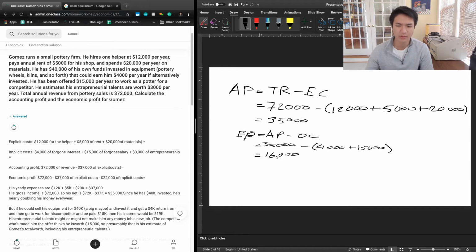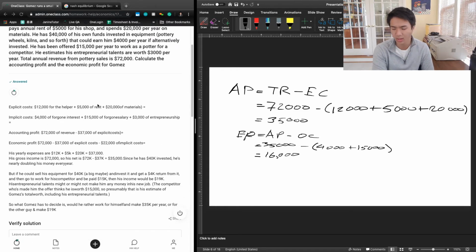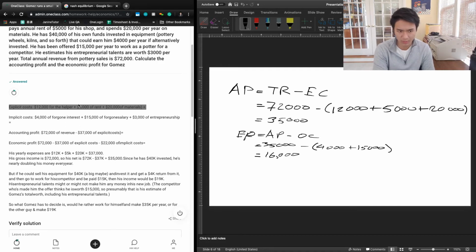Economic profit, right? So that's going to be kind of our two calculations here. So let's take a look at the previous tutor's answers. We came up with accounting profit of $35,000 and economic profit of $16,000. The first thing the previous tutor says is they identified the explicit costs: $12,000 for the helper, $5,000 for rent, and $20,000 for material. So that's what we did here as well.